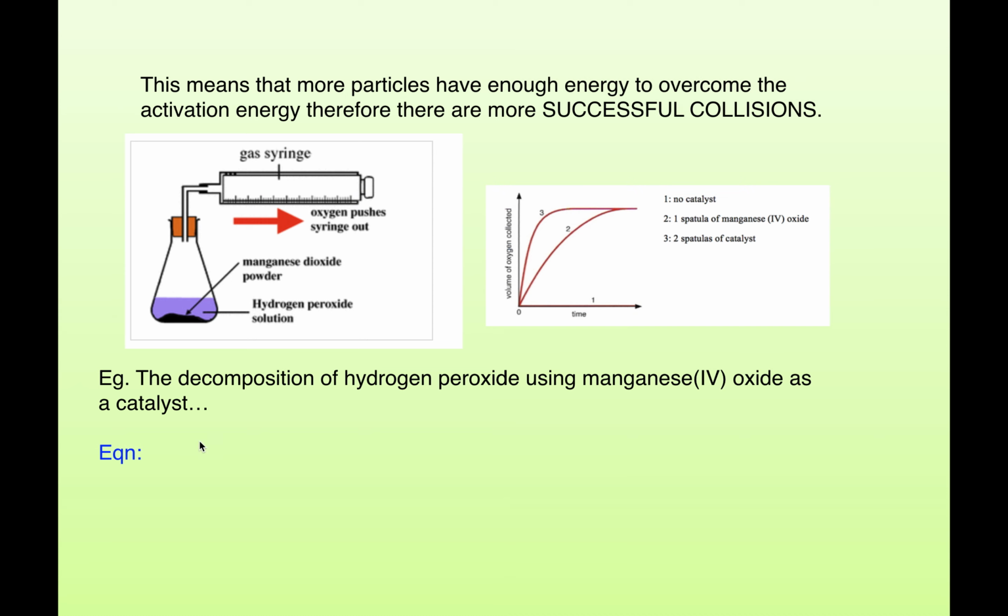What would be the equation for this reaction? Well, I'll let you write this, but hydrogen peroxide has got the formula H2O2. And H2O2 decomposes to give H2O, water, and oxygen gas. You try the equation.